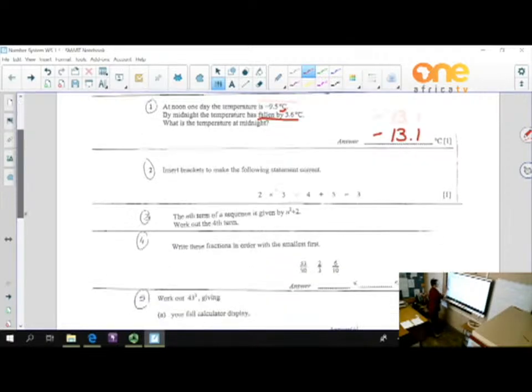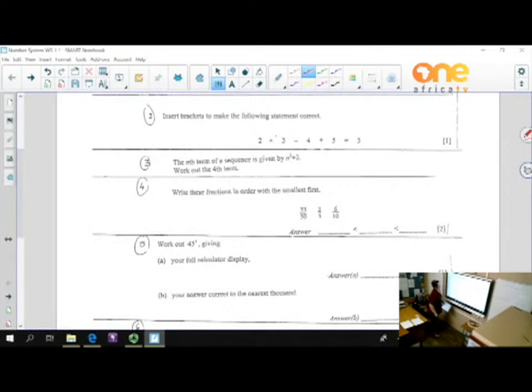Right, question 2. Insert brackets to make the following statement correct. Now this is an error and trial question. There's no formula that we can use here. So you'll have to keep on trying to see if you get that answer of 3. This is where those BODMAS rules are very important.